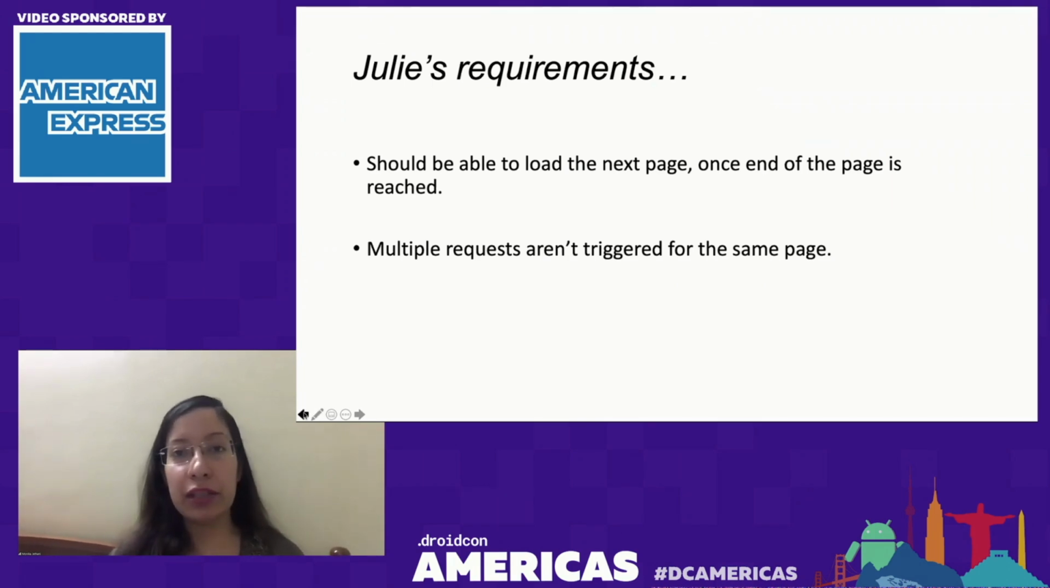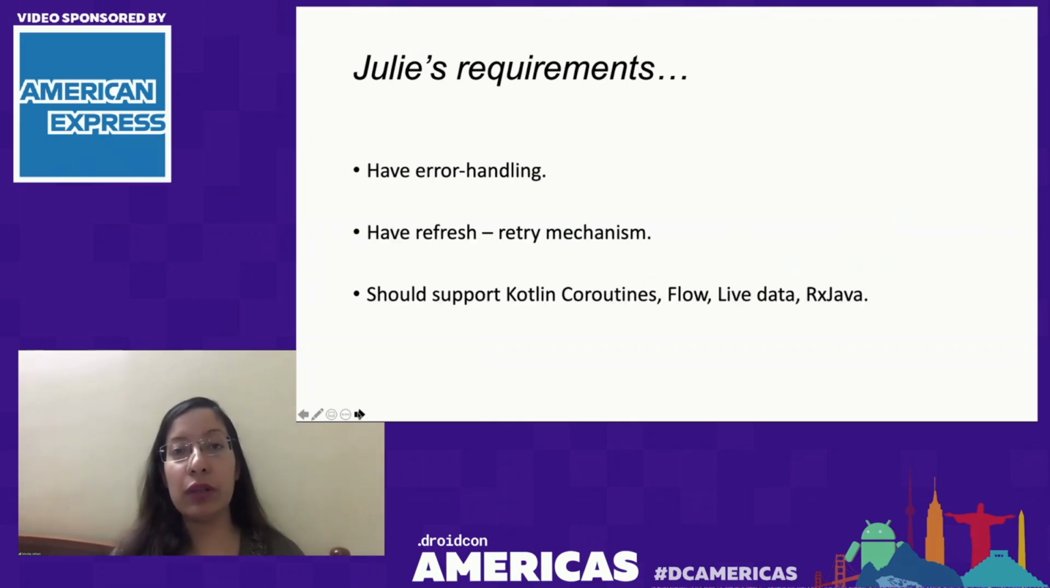Like with Paging 2 also you get support for maintaining your keys. But in Paging 2 she comes across certain demerits: Paging 2 does not have built-in error handling, it does not have a refresh retry mechanism, and it does not support Kotlin coroutines Flow. Right now she's writing in RxJava, and she plans to move her code to Kotlin coroutines and Flow later as well. So she wants the library to support all these constructs.